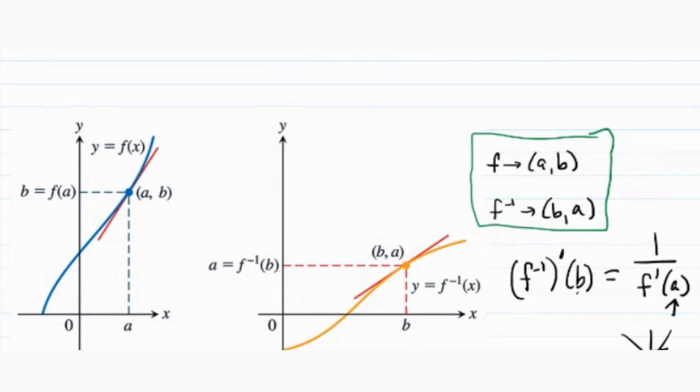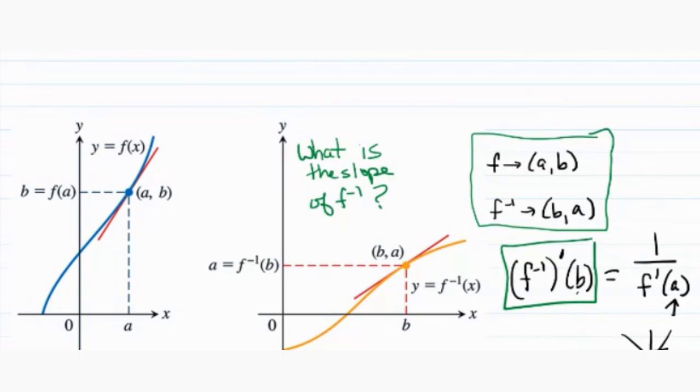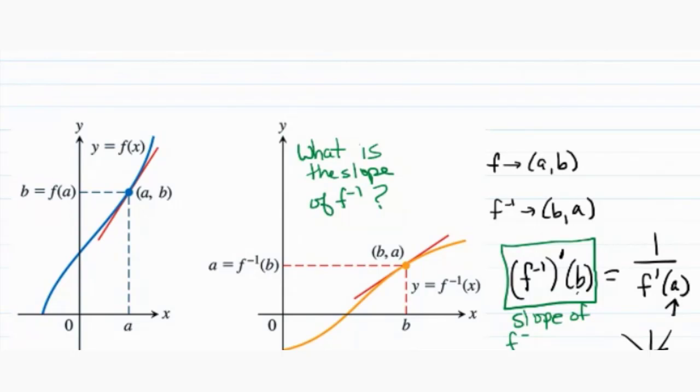Our goal is to be able to find the slope. So we're asking ourselves for a formula: what is the slope of f inverse? Well, the slope of f inverse is the derivative of f inverse. How do you denote that? You would say f inverse prime, which is in the green box here. And if we want to evaluate it at the point b, if we want to know the slope of the tangent line at the point b, we would say f inverse prime of b. So this is the slope of f inverse at b.